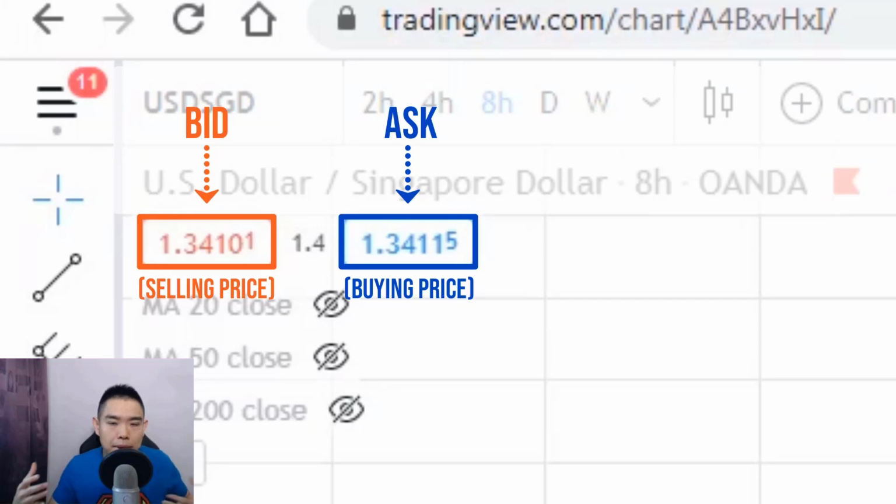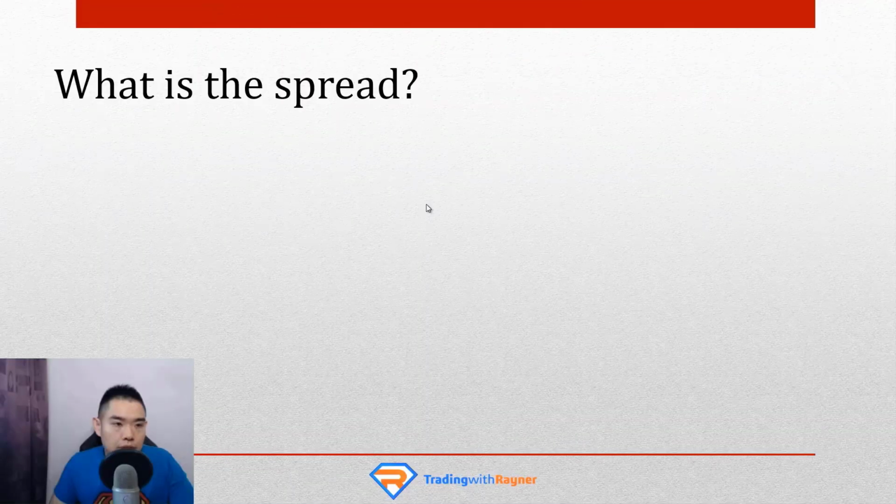So there's always two prices being quoted in the Forex market, the bid and the ask. And depending on what you're trying to do, if you're trying to buy, then of course you will pay attention and see what's the asking price. If you're looking to sell, if you're looking to short a currency pair, you will pay attention to what is the bid price.